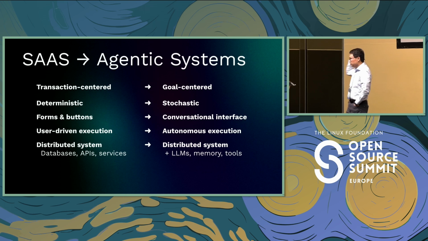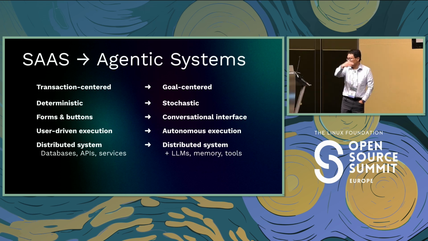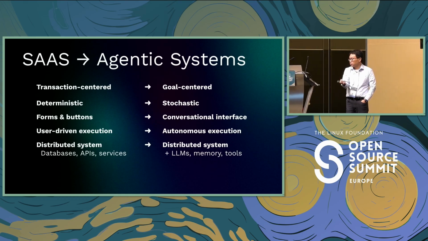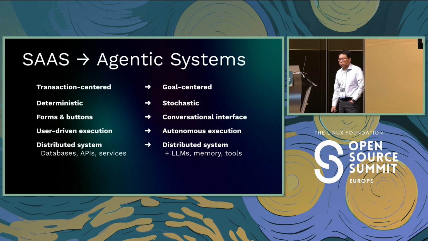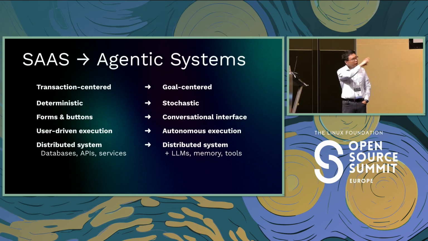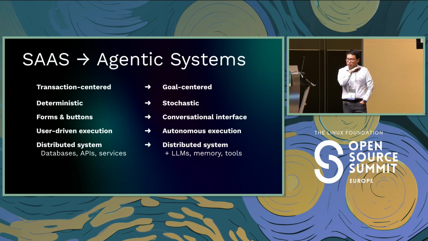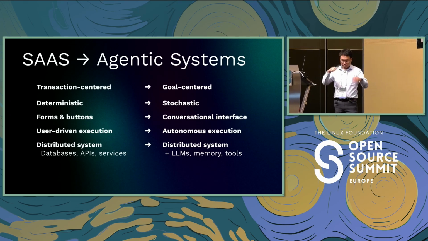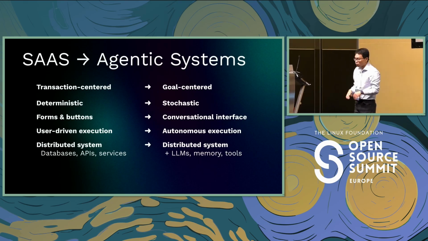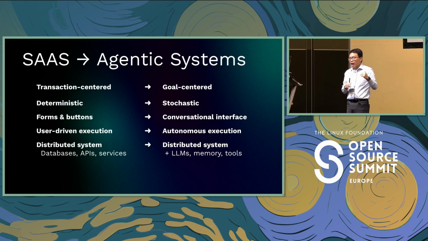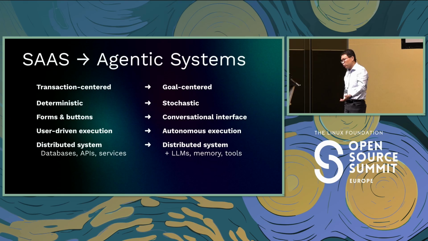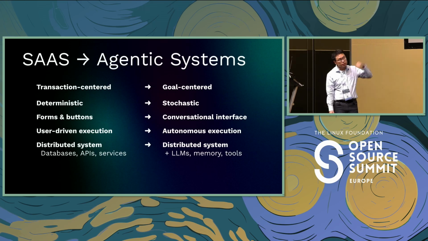So just to recap, right? SaaS systems are transaction-centered. Agentic systems are goal-centered. We go from a deterministic world to a stochastic world, forms and buttons to conversational interface, user-driven execution to autonomous execution. And the last thing I would like to point out is that ultimately, an agentic system is a distributed system. Just like a modern SaaS system is a distributed system with databases and queues and APIs and services, all this sort of stuff running in the cloud, you still have all those things, and then you layer in a large language model system, a memory system, and additional tools. You're building a distributed system. So everything you know about the problems and the architecture of distributed systems is still very germane and relevant when you're building an agentic system. You just have to keep these other four things in mind.